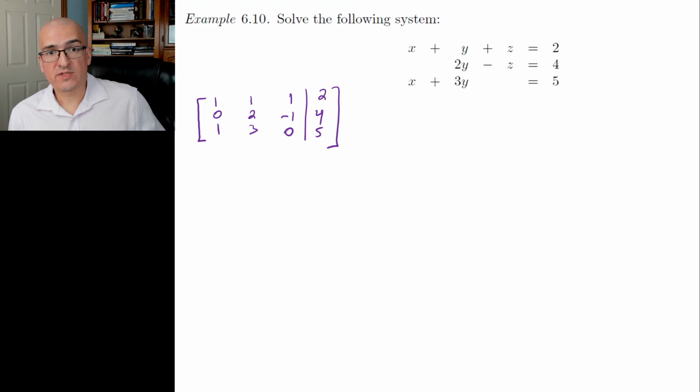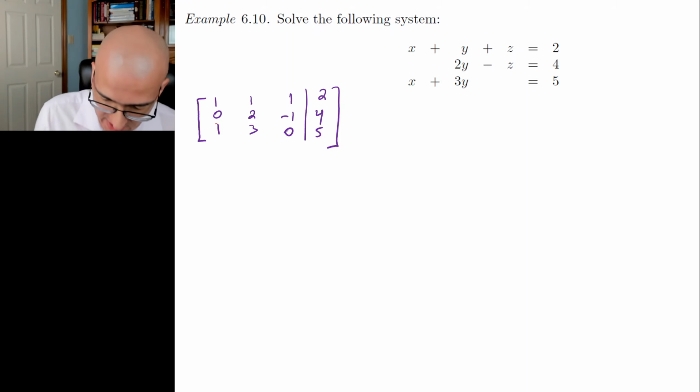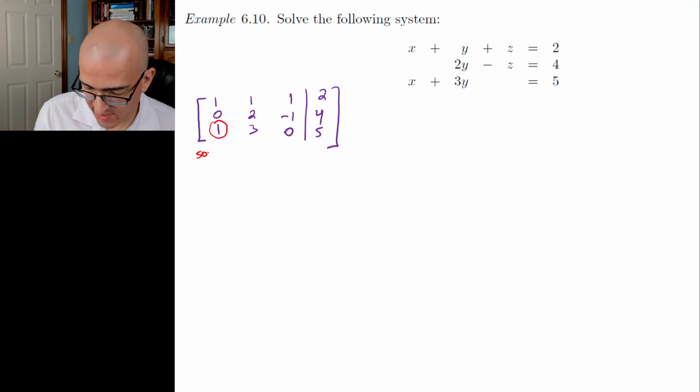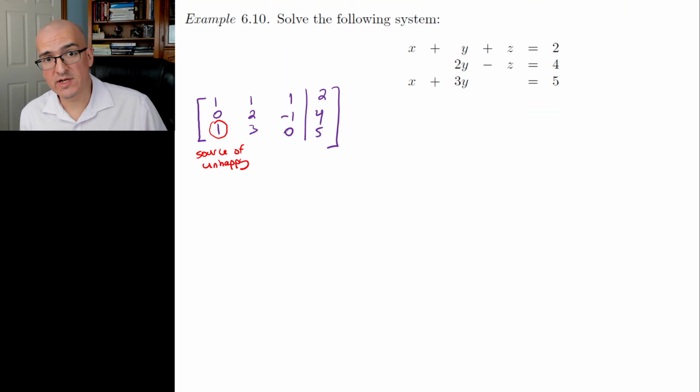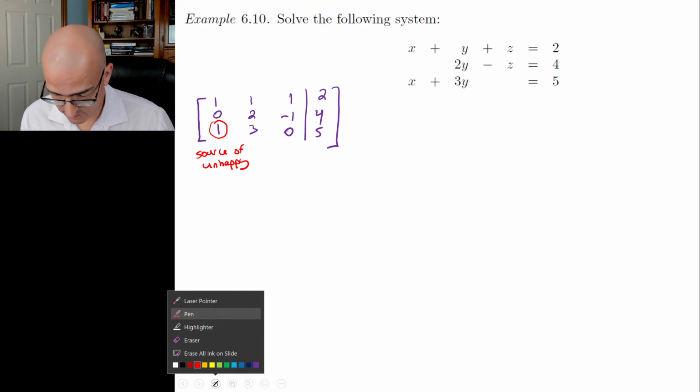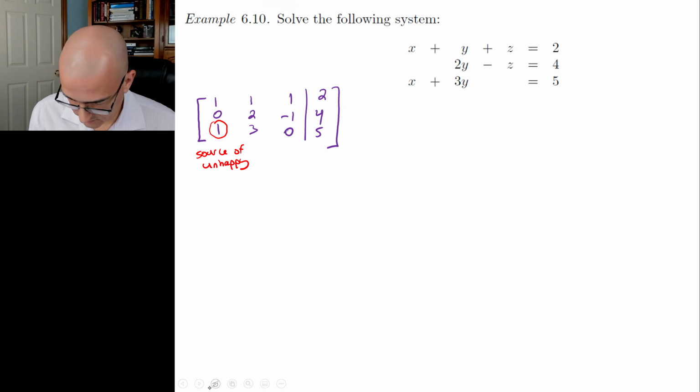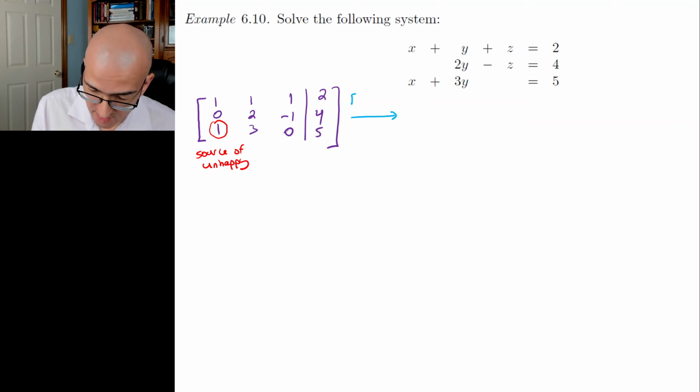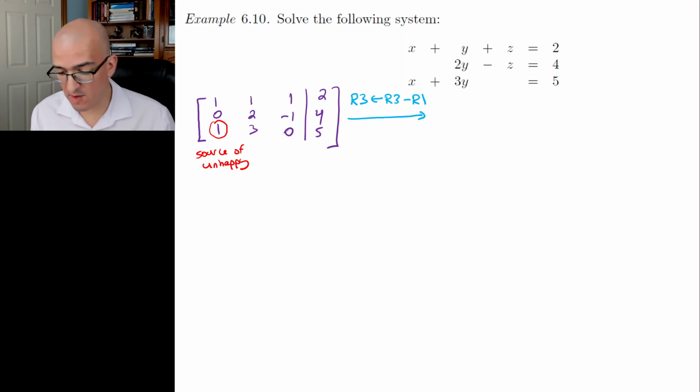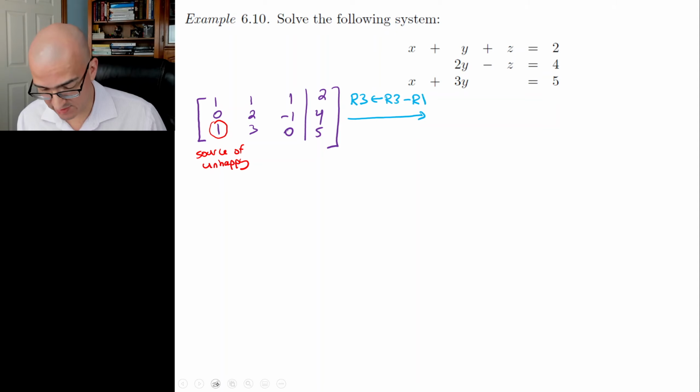It starts off in a nice way. At the top left, we have a leading 1, and it's almost happy. There's only one thing it has to destroy. This is our source of unhappy. And we'll use the leading 1 to destroy it. Okay, so I'm going to replace the problem row with itself minus 1 times row 1, because that's the operation that will convert that into a 0, making the top left leading 1 happy.